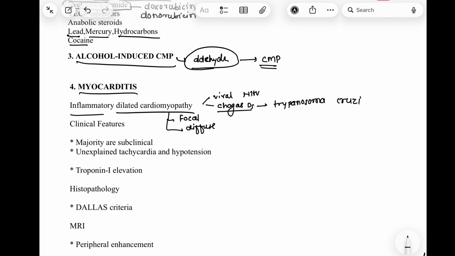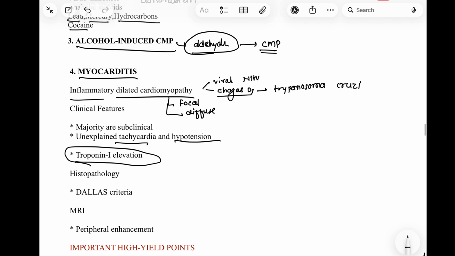But out of nowhere, there is somewhat unexplained tachycardia and hypotension. Then we suspect this patient to be having cardiomyopathy. So there are very subtle clinical features or subtle changes that we get in the patient. So these are very subclinical. Also note that there are chances of increased troponin in those conditions as well.